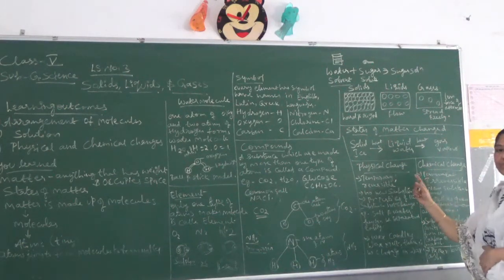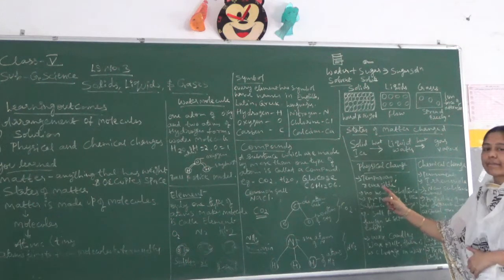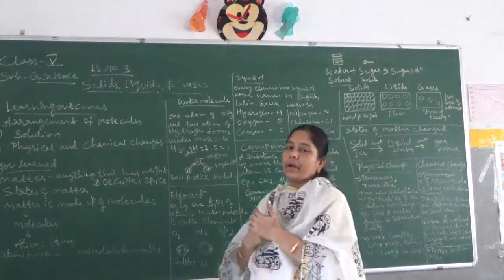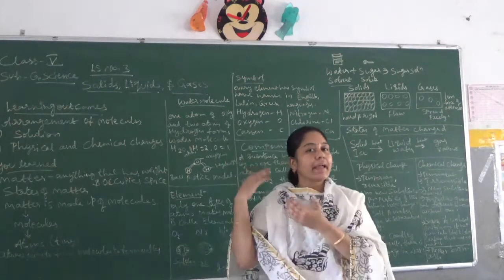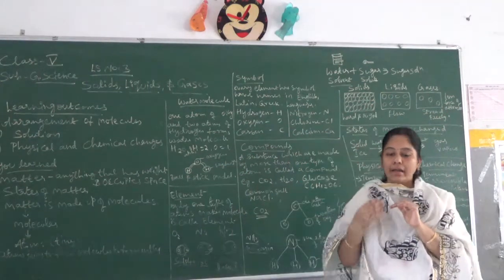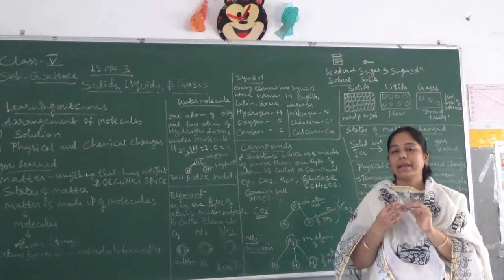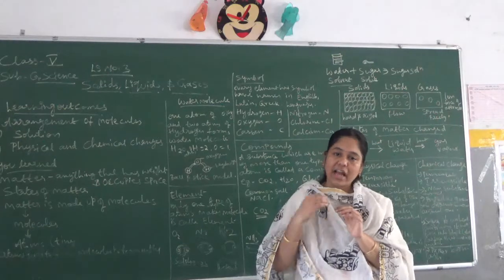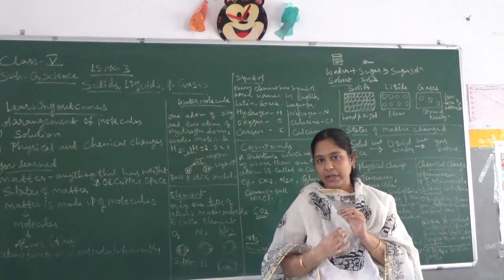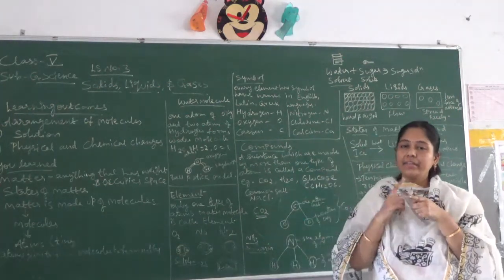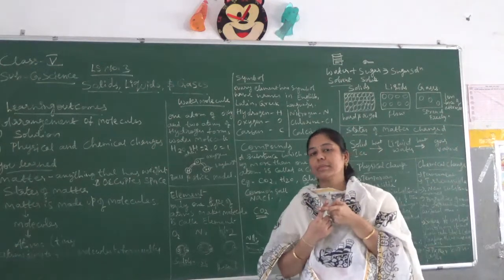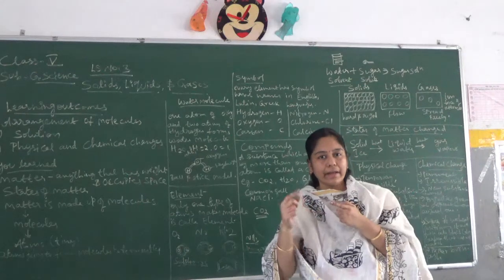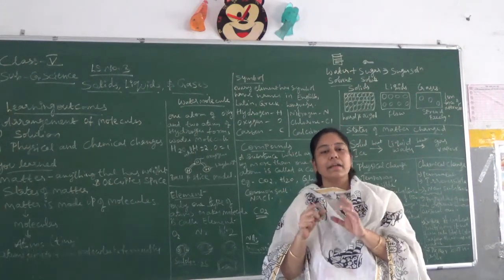Now physical change and chemical change. What is a physical change? A temporary and reversible change. If I cut my hair, after a few months my hair will grow again. If I trim my nails, again the nails will grow. That is a physical change. If I cut my finger, will it grow again? No, it is not possible, because it is not formed again. Only hair and nails will regrow.